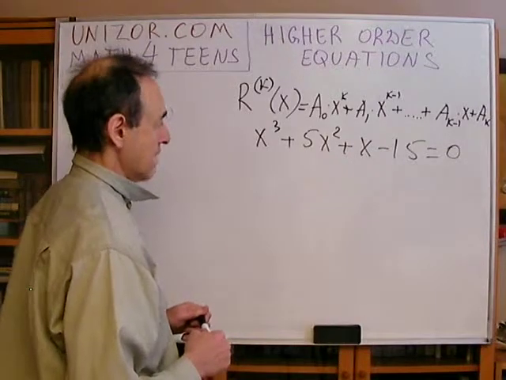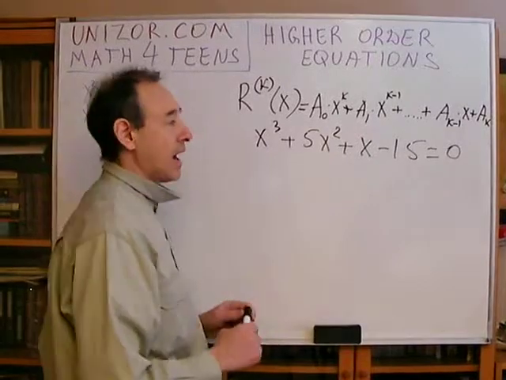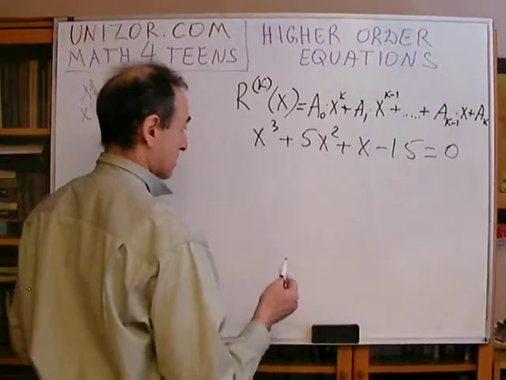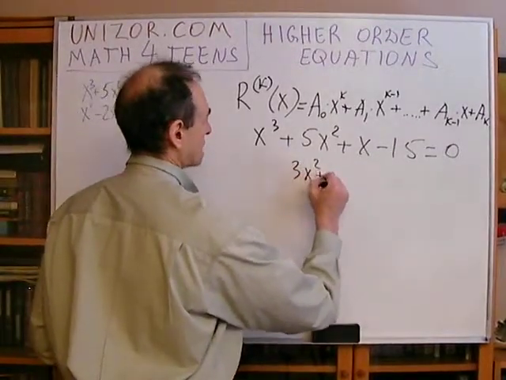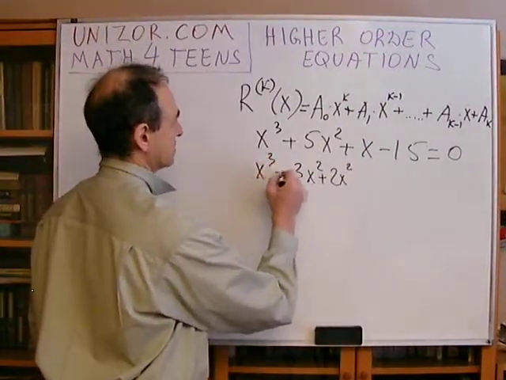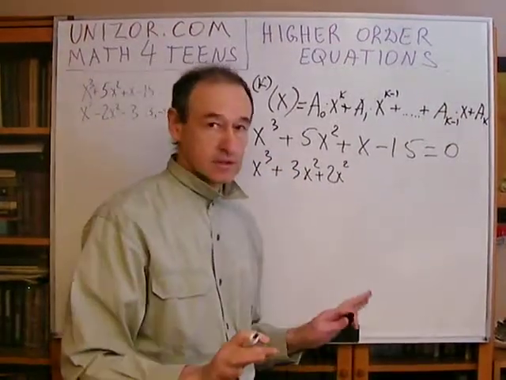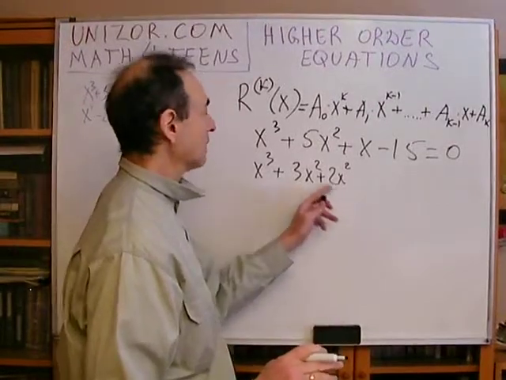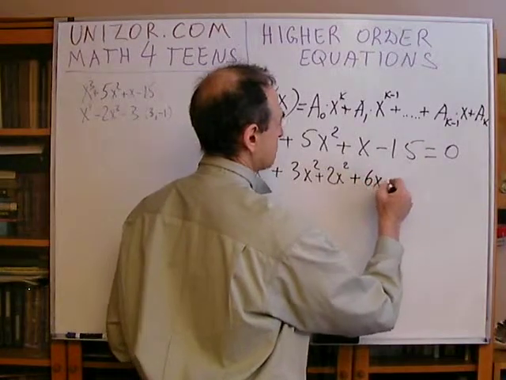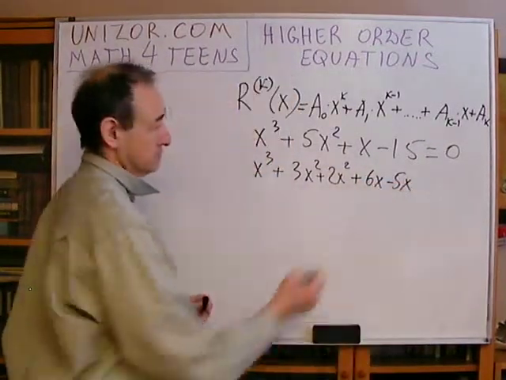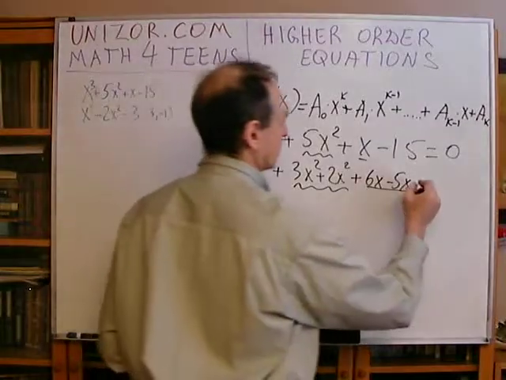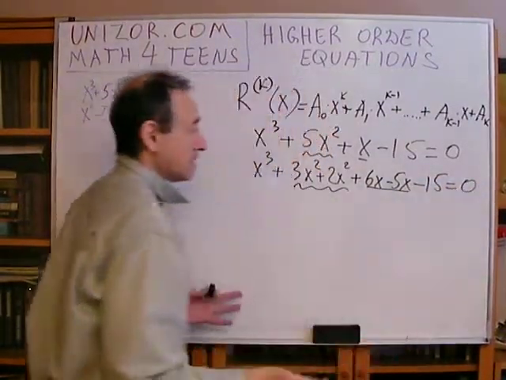Let me just say that somehow, magically, I have guessed the following thing. Let's represent 5x squared as 3x squared plus 2x squared. So x cubed stays. How I guessed it is not really the question right now, but let's consider that I have guessed it. And I will represent x as 6x minus 5x. So this is the same as this, and this is the same as this, minus 15 equals 0. So this is an identical transformation.